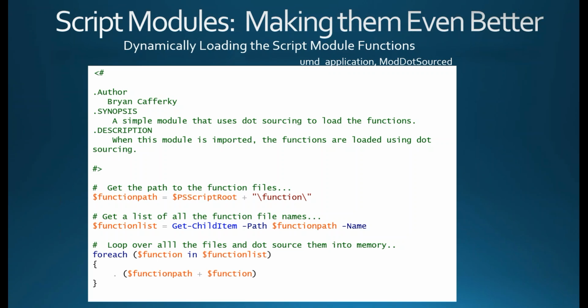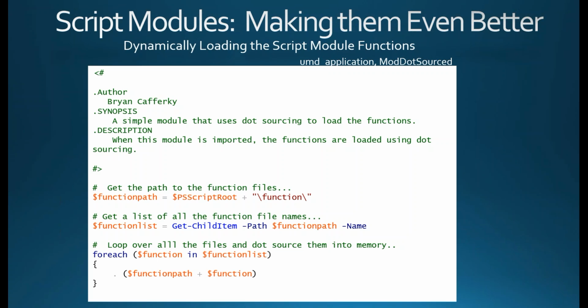When a module loads, not everyone realizes, but you have a lot of control over what it does. It's an actual script running, so you can do things in it. What I do here is create a variable called function path, and I set it equal to, and I'm not using Join-Path, I probably should be, but I just concatenate the strings. And I'm using PSScriptRoot.